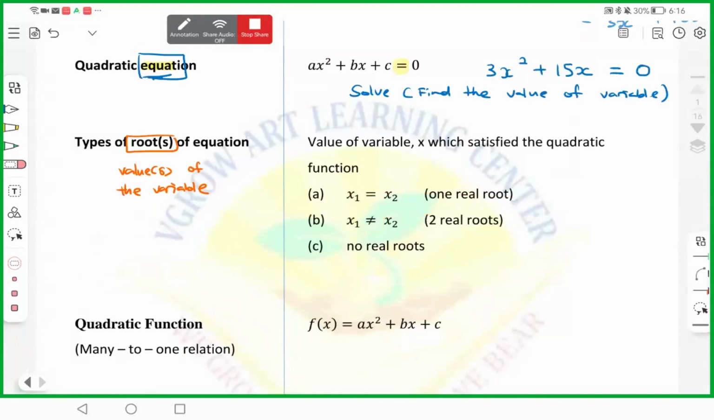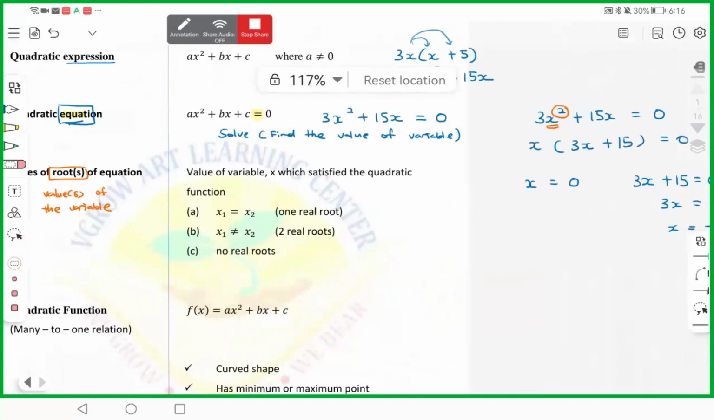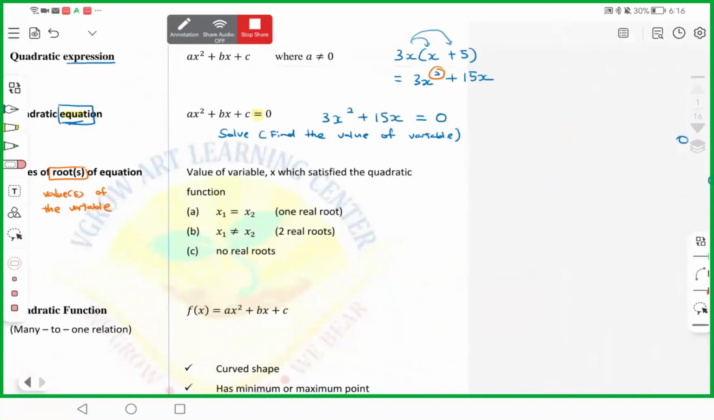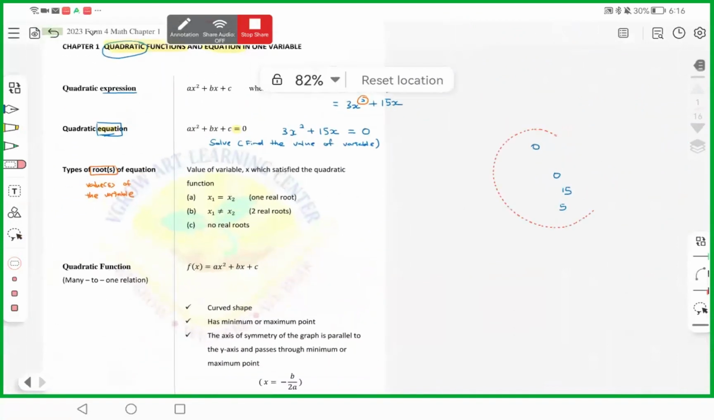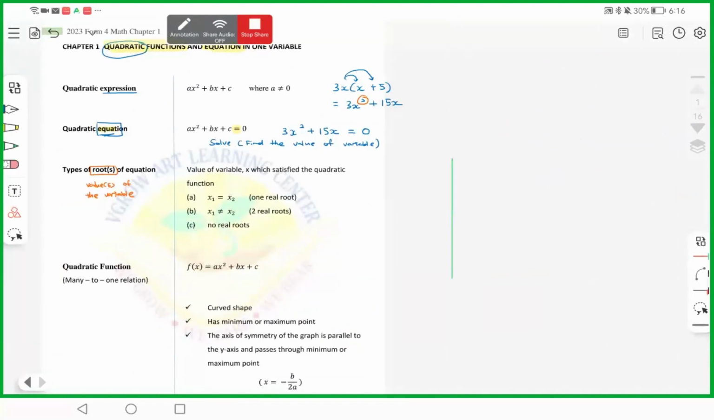So we say the roots of the quadratic equation, but now I'm going to proceed in graph form. Okay, make it smaller. When we draw it out in graph form, we have the x-axis and the y-axis. Now look at what is the meaning of the roots in graph form.